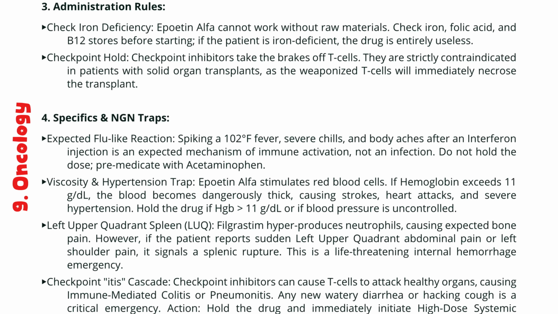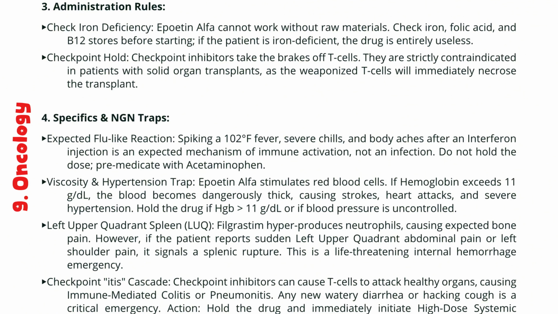Filgrastim hyperproduces neutrophils and causes expected bone pain. But sudden left upper quadrant abdominal pain or referred left shoulder pain is not that. It's splenic rupture, a life-threatening internal hemorrhage, and it needs a stat provider notification, not analgesics.